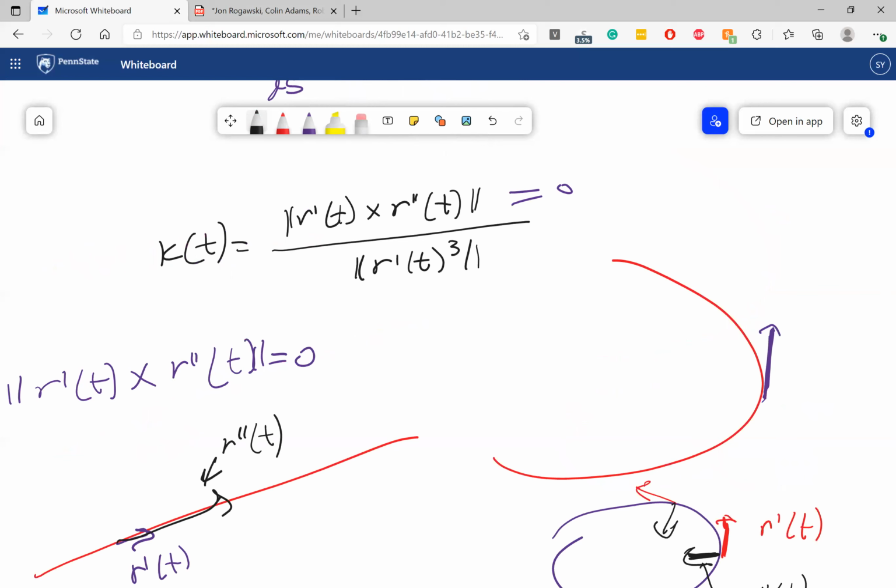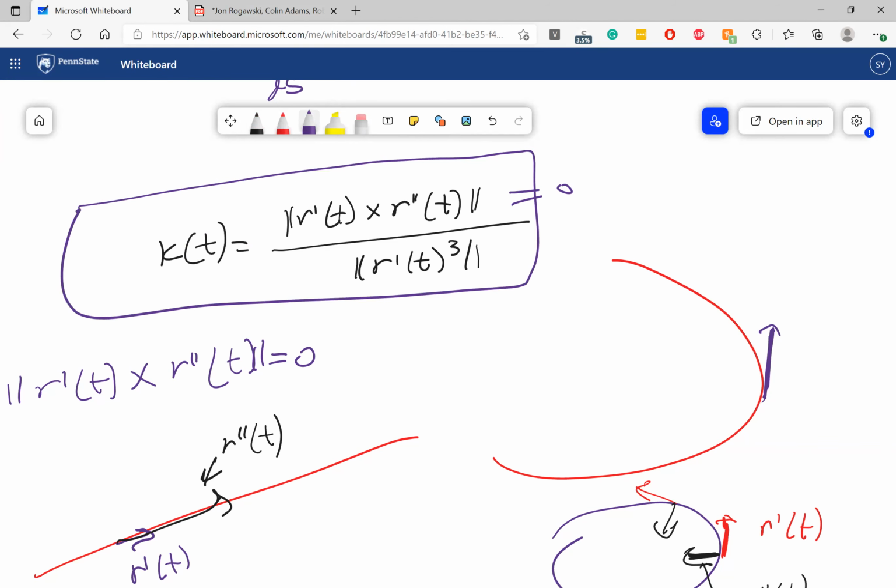Now, why is it divided by r prime cubed? I cannot give right now great intuition for that. But as long as that's the only part of the formula that you have to remember, if you remember the first part, that the cross product is good at capturing curvature, the difference between r prime and r double prime, and then you just remember what goes on the bottom, then you can now capture curvatures. You can tell me if I give you a curve, what the curvature at that curve is, and that's what we will do next class.